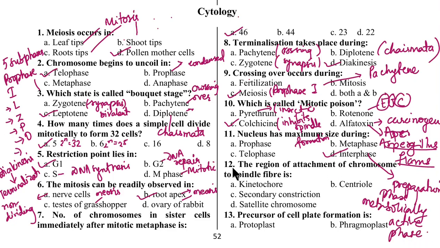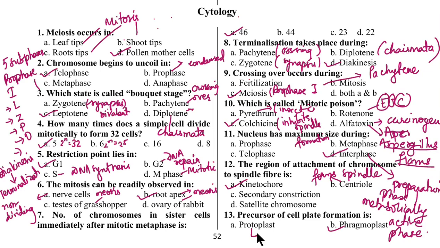Now talking about question number 12: the reason for attachment of chromosome to the spindle fiber is, answer is the kinetochore, as the attachment portion. In case of centriole, its function is to form the spindle. And talking about question number 13, it asks us that the precursor of cell plate formation is, the answer is phragmoplast.